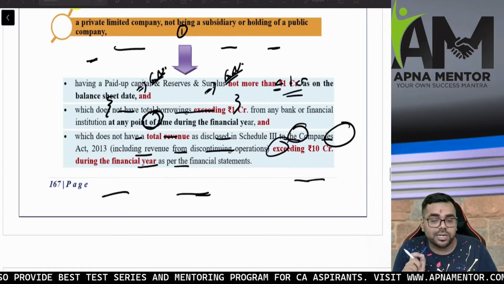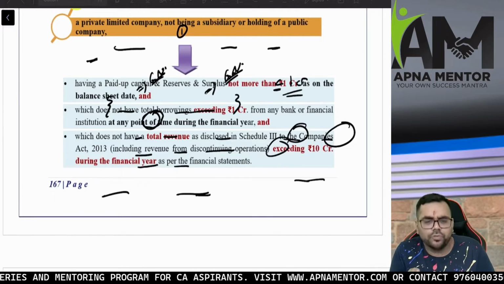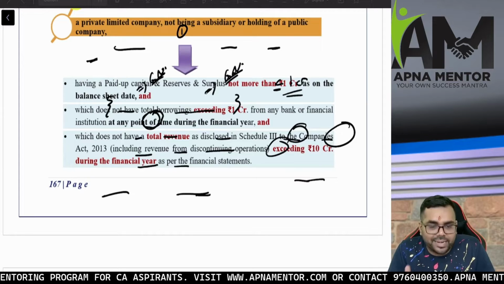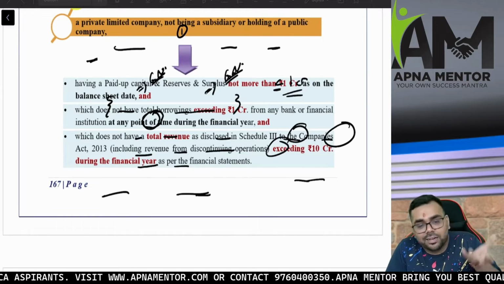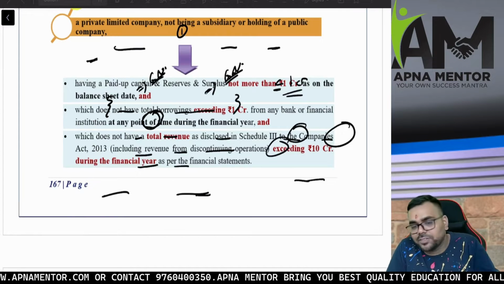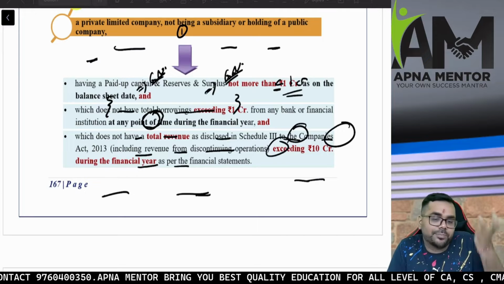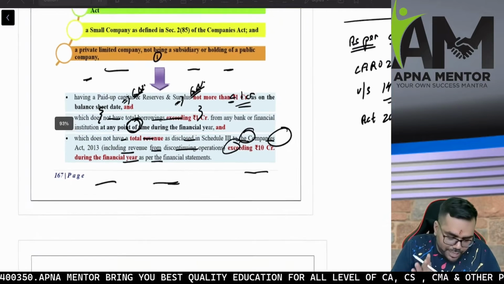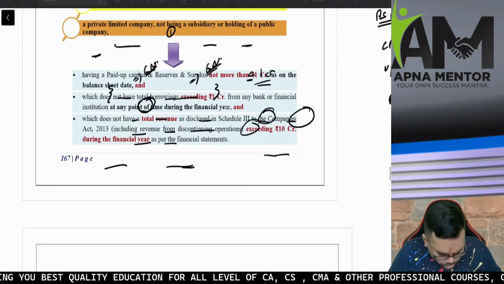We have used the word revenue and not turnover. Be very careful, because when we talk about turnover, that means only the direct business sales. But when we talk about revenue, it is a very broad figure. It includes the turnover, plus it also includes other kinds of income, like sale of scrap, like the revenue from discontinuing operations, etc. So it's a very broad term. So if a private limited company fulfills all these 4 conditions, CARO 20 is not applicable to such private limited companies as well.